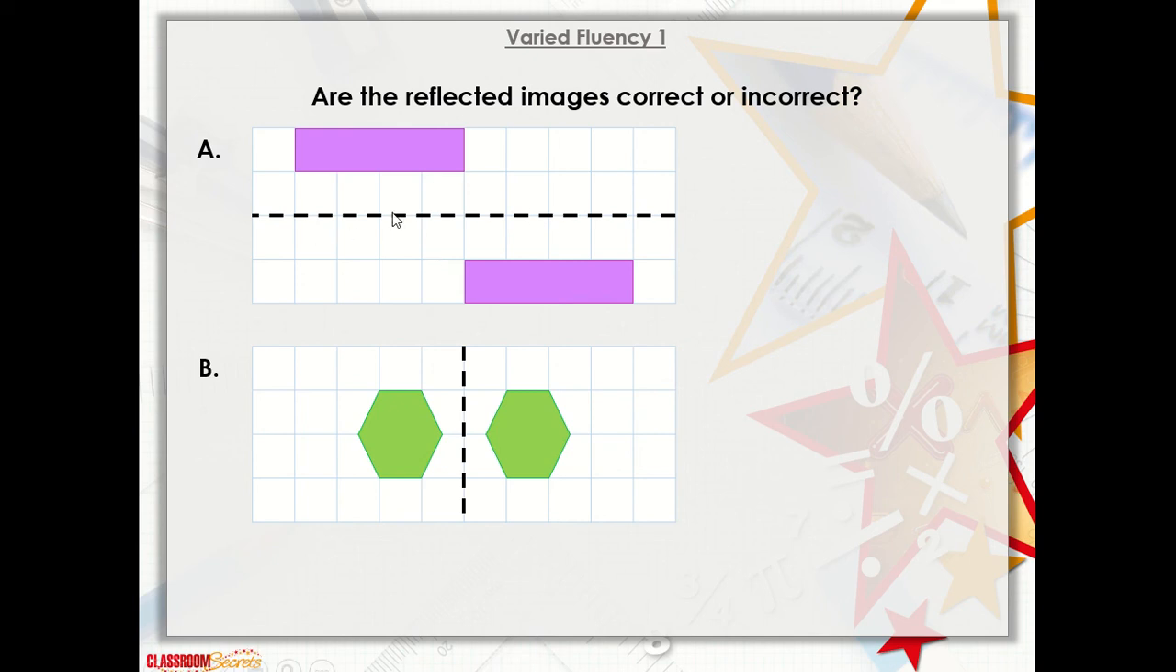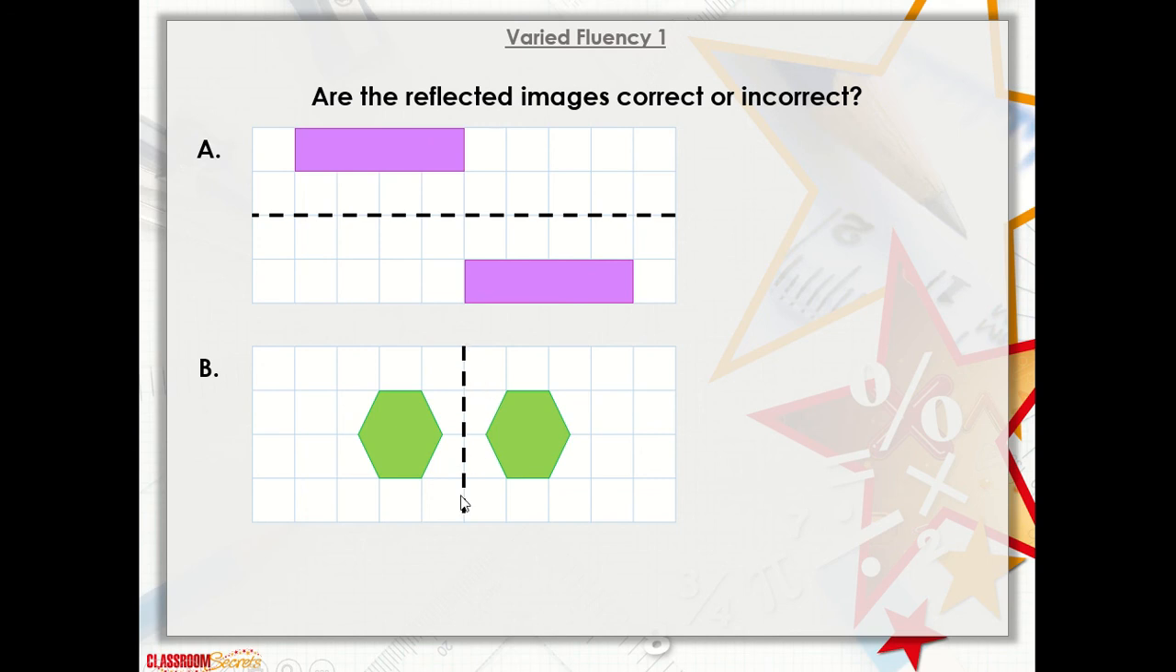Okay, here's a mirror line, the dotted line. Has this shape been flipped over? Is it in exactly the same place at the opposite side? Well, I'm thinking here, this shape here should be there. If it's a reflection, it should be exactly opposite this one, but it isn't. It's been moved over here, so I know that this one is not a reflection.